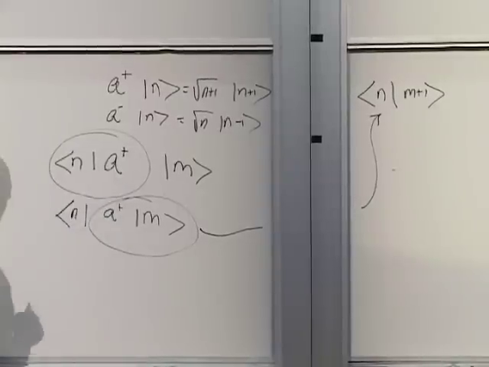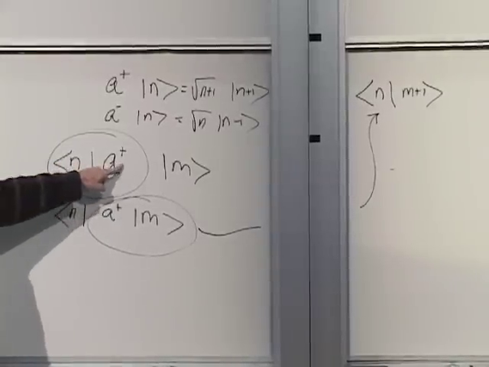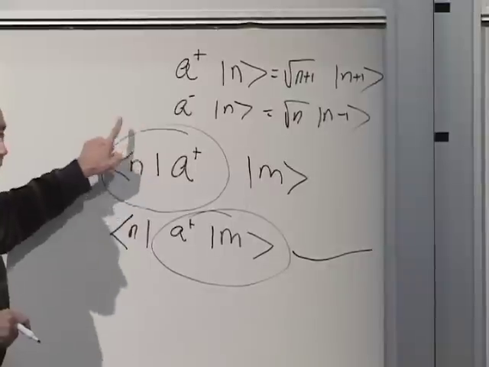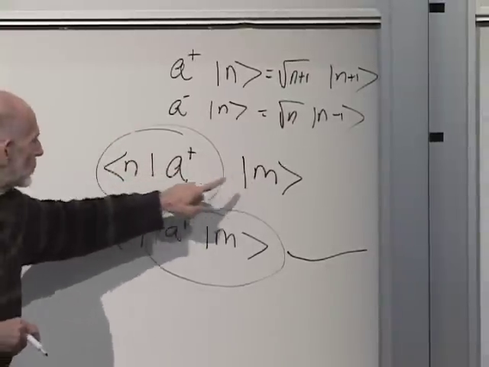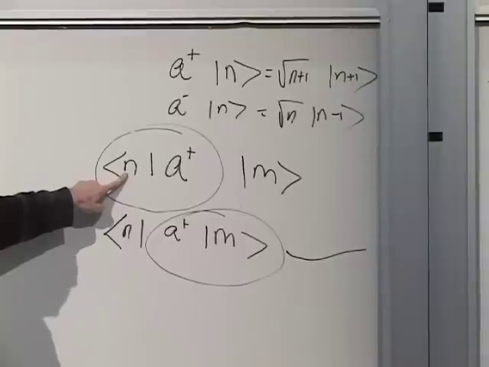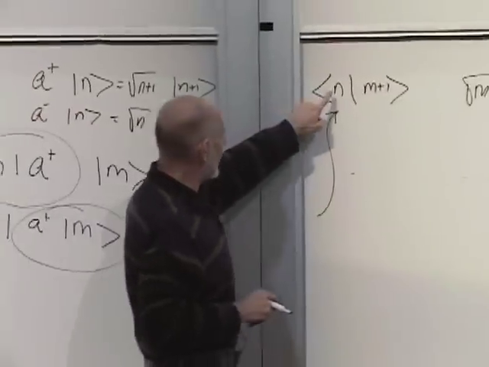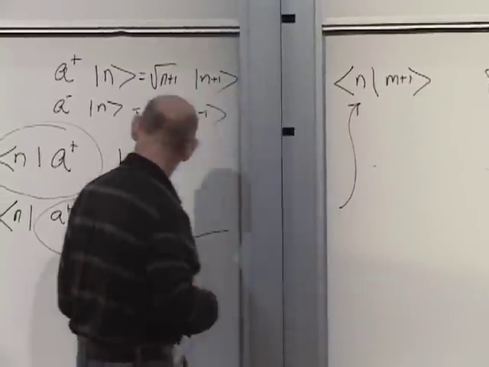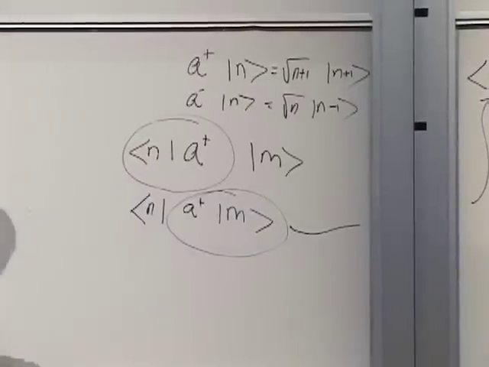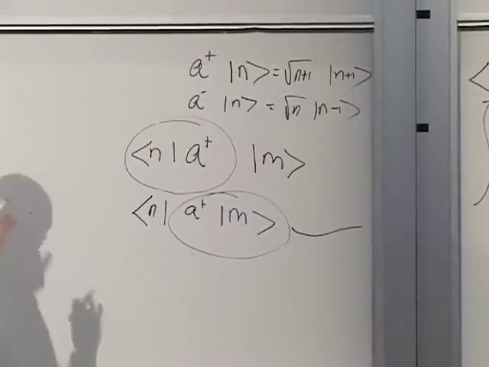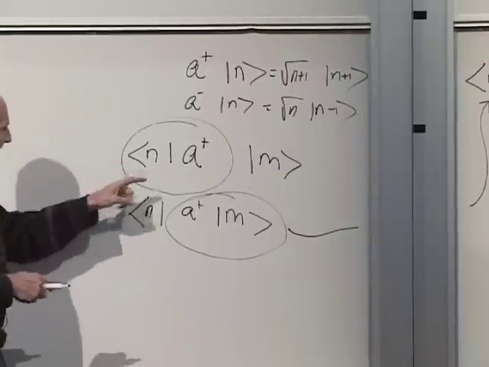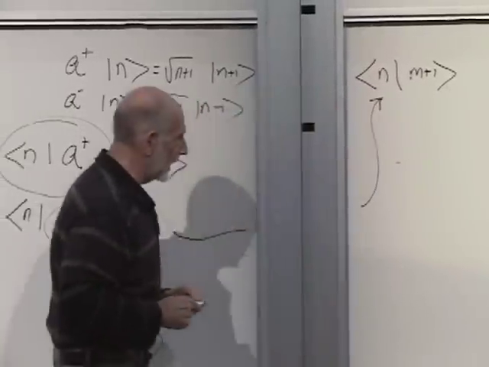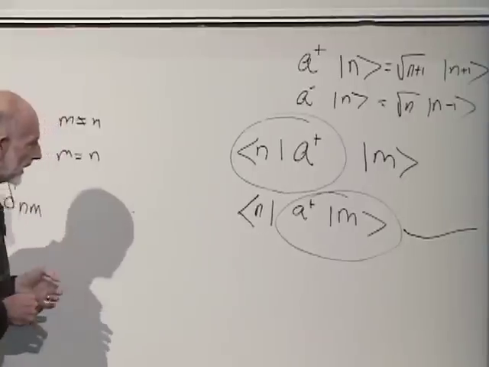Well, let's look at this over here. Supposing that A plus acted on n to raise n, then we would only get an answer if m was 1 unit bigger than n. But according to this rule, let me say it accurately: from this form, we see that n has to be 1 unit bigger than m to get a non-zero answer. n must be 1 unit bigger than m.